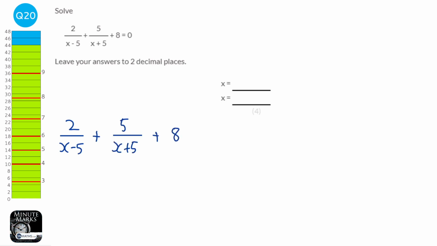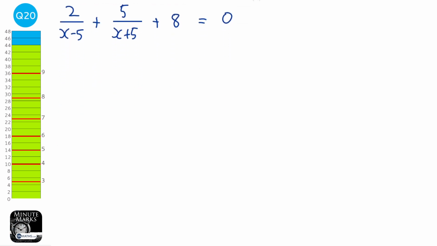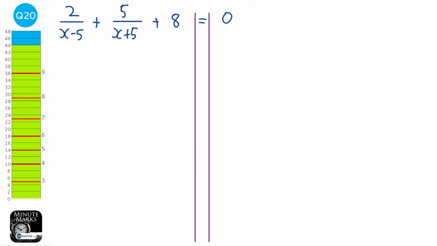We've got plus 8 equals 0. And I'm going to just shift down so we've got loads of space here to be able to do this question, because this is going to be quite a lengthy question. Okay, the first thing I'm going to do is get rid of the fraction on the left hand side, and the way of doing that is I'm just going to times both sides by x minus 5.